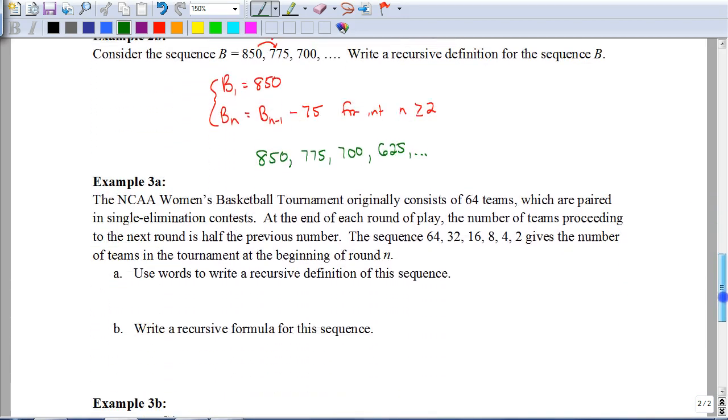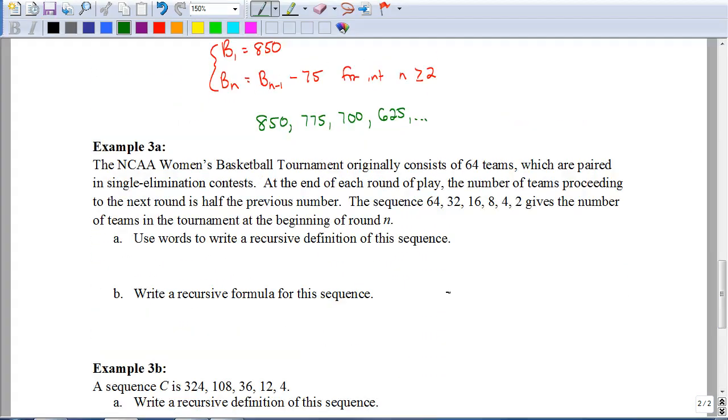Let's apply this to a story problem now. The NCAA women's basketball tournament originally consists of 64 teams, which are paired in a single elimination contest. At the end of each round of play, the number of teams proceeding to the next round is half the previous number. The sequence 64, 32, 16, 8, 4, and 2 gives the number of teams in the tournament at the beginning of round n.